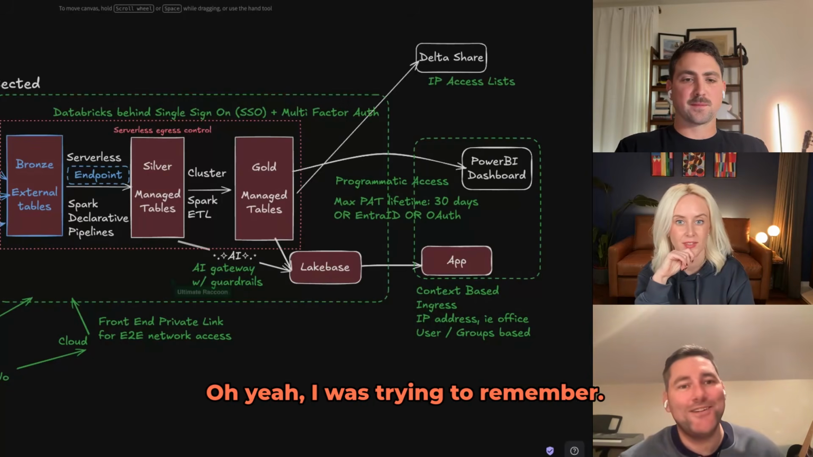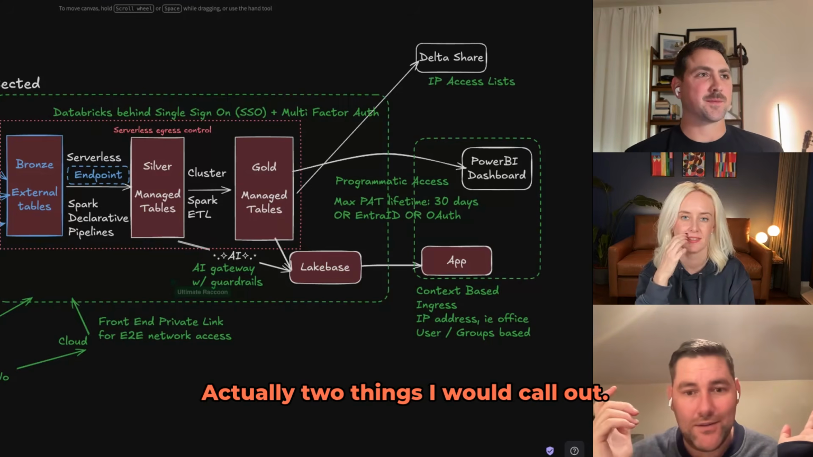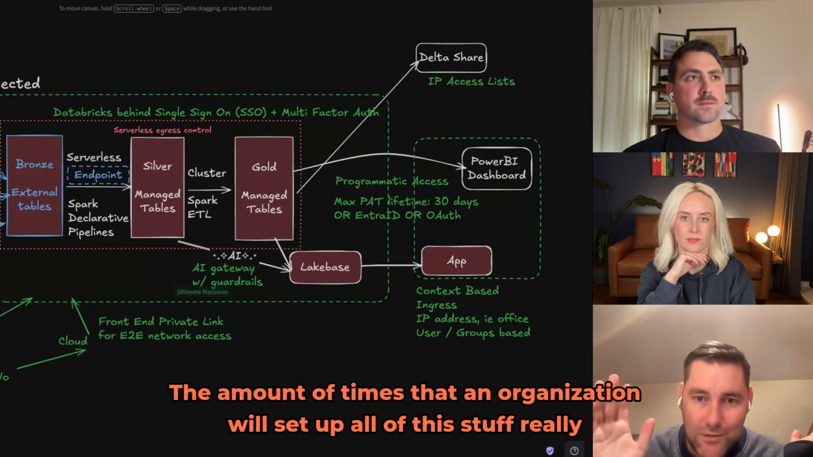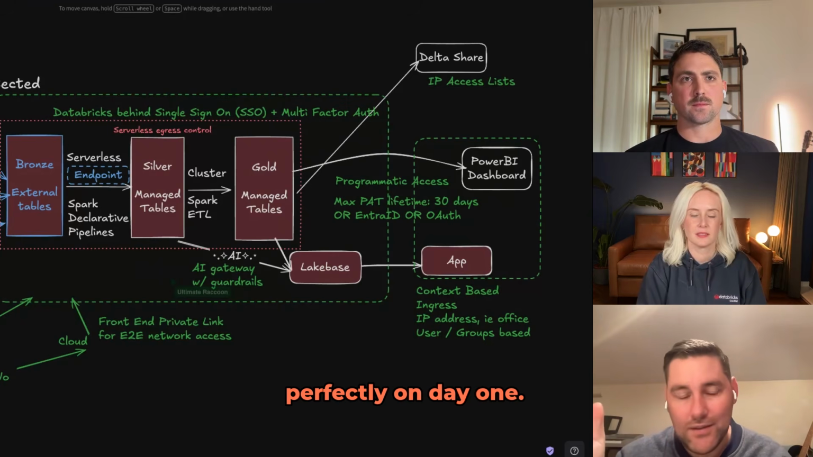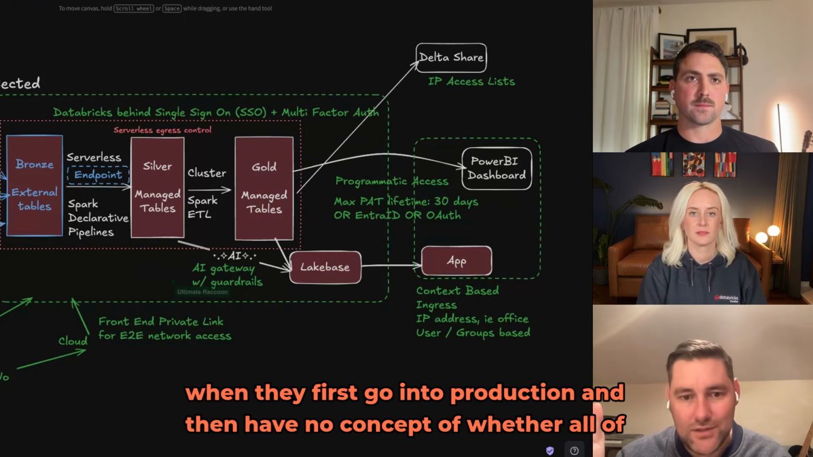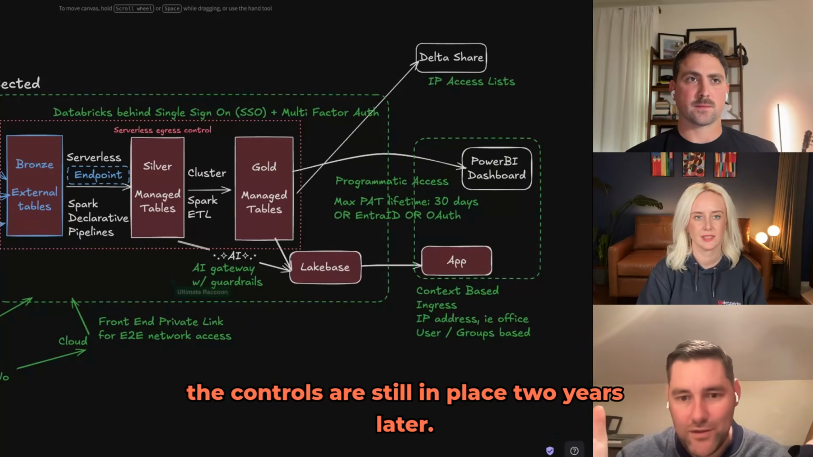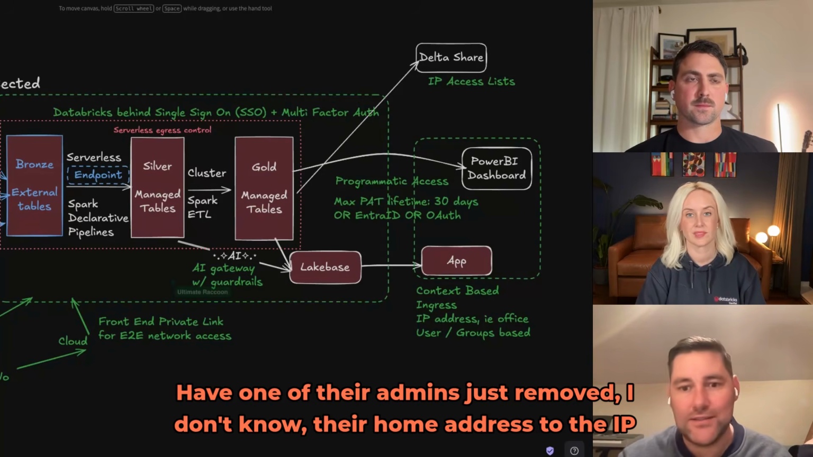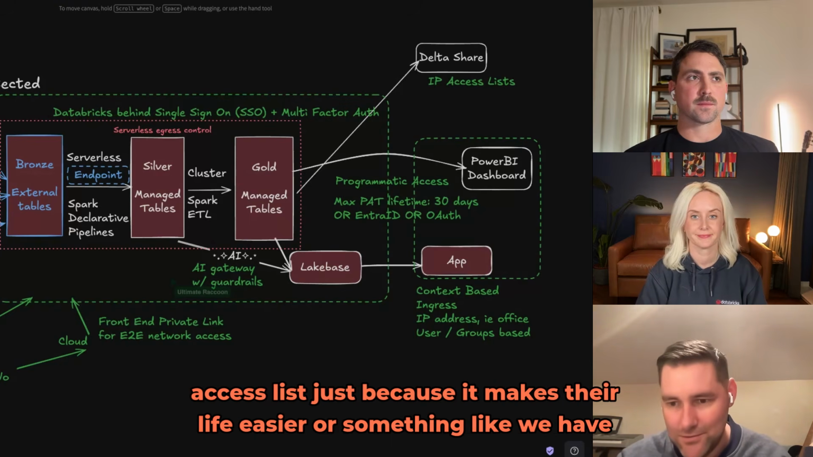Oh yeah, I was trying to remember. Actually, two things I would call out. So firstly, configuration drift is a real thing. The amount of times that an organization will set up all of this stuff really perfectly on day one, when they first go into production, and then have no concept of whether all of the controls are still in place 2 years later. Like one of their admins just added, I don't know, their home address to the IP access list just because it makes their life easier or something like that.